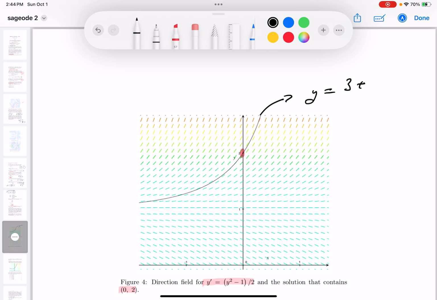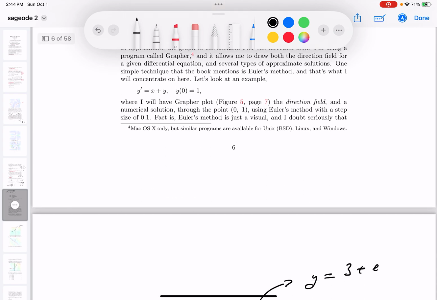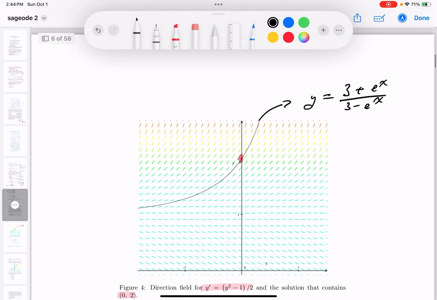What was that going to be? That was 3 plus, let me make sure I'm saying that right, by the way. 3 plus e to the x. And the bottom was 3 minus e to the x. And we did graph that out. But I'll go through that.